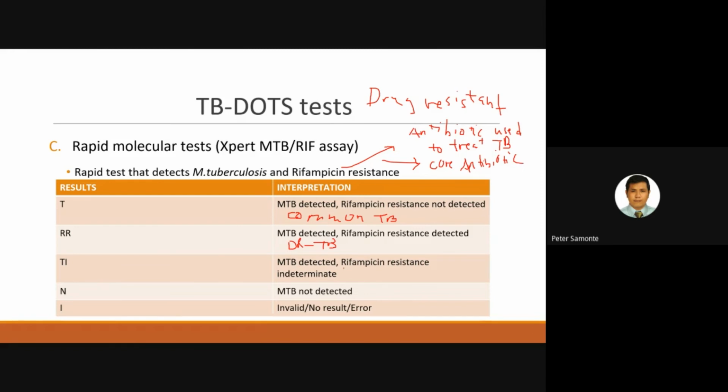TI, MTB detected, rifampicin resistance indeterminate. So, hindi na determined kung resistant or susceptible ka sa rifampicin. While your N would refer to MTB not detected, while your I would refer to invalid, no result or error. So, in this case, you have to repeat the test.